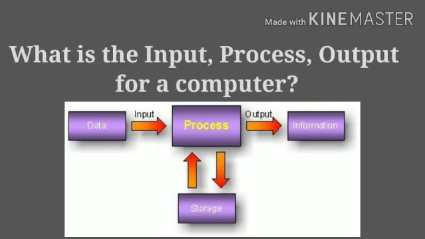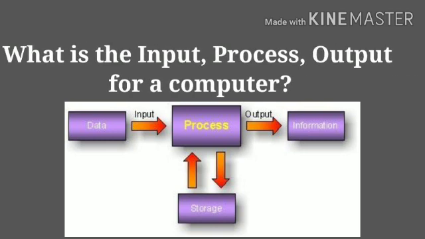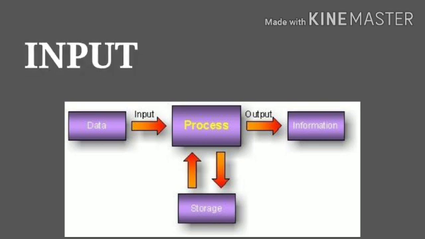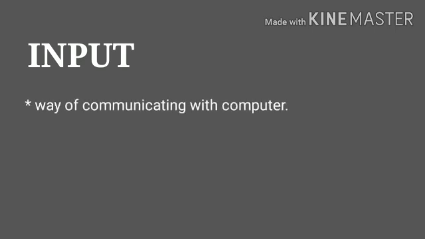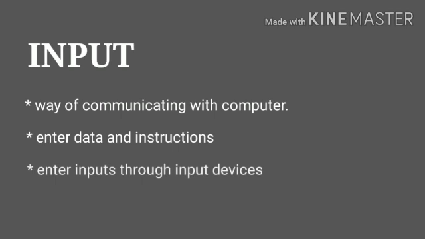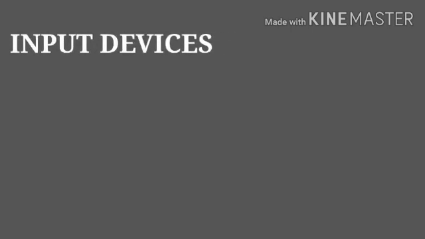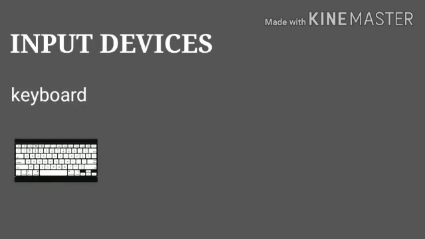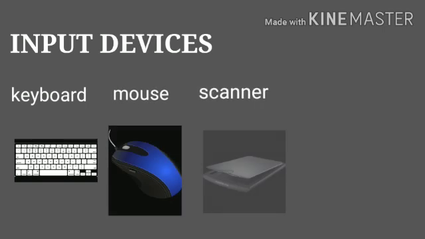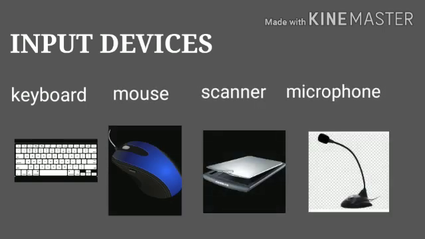What is the input, process, output for a computer? Input is a way of communication with the computer. We enter data and instructions into the computer as inputs. We can enter input through input devices. Input devices are keyboard, mouse, scanner, microphone.